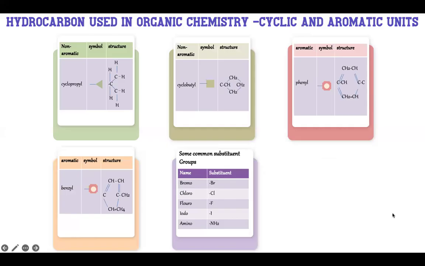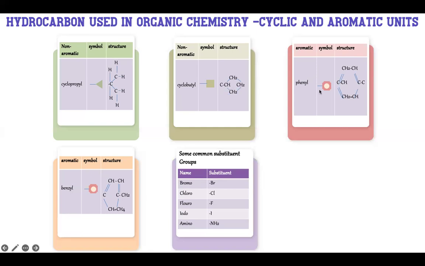And then let's look into the hydrocarbon groups used in organic chemistry for the cyclic and aromatic units, where you have cyclopropyl, and this is the symbol, like a triangle, and the molecular structure is more or less like a triangle. How the carbon and hydrogen are organized? And for the non-aromatic, we have cyclobutyl. The symbol is a triangle. It's not a triangle, it's a square. And the arrangement of the molecular structure is also in the form of a square.